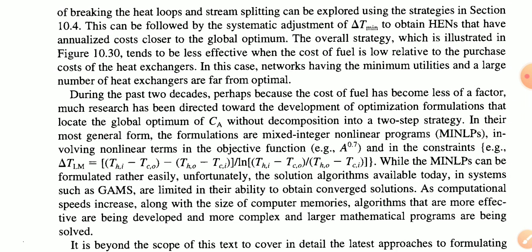Now, after breaking the heat loops, stream splitting can be explored using the strategies in section 10.4. This can be followed by the systematic adjustment of the delta T minimum to obtain a heat exchanger network system that has analyzed cost closer to the global optimum. The overall strategy, which is illustrated in figure 10.30, we saw, tends to be less effective when the cost of fuel is low relative to the purchasing cost of the heat exchanger.